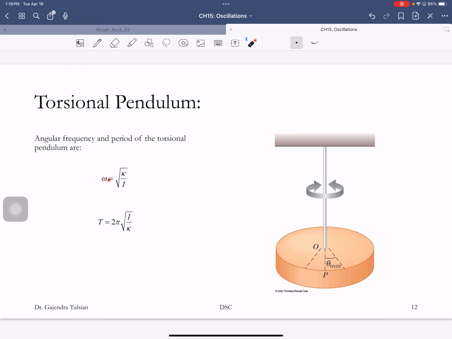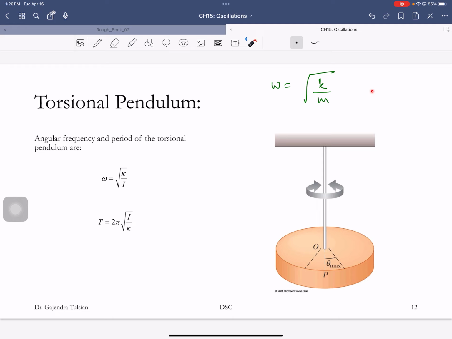Okay, so again, the angular frequency for the mass attached to the spring was given by this: the spring constant divided by the mass. For something that's rotating, mass gets replaced by moment of inertia, and the spring constant gets replaced by the torsion constant.